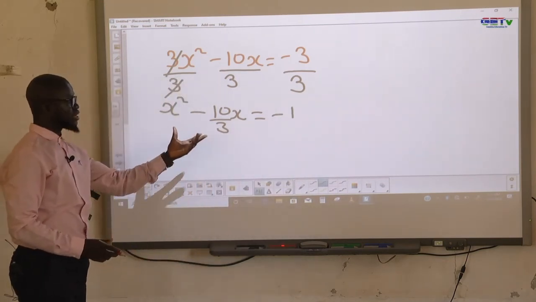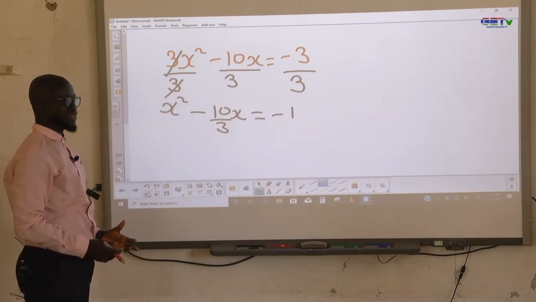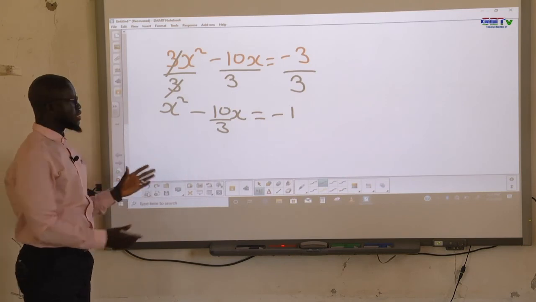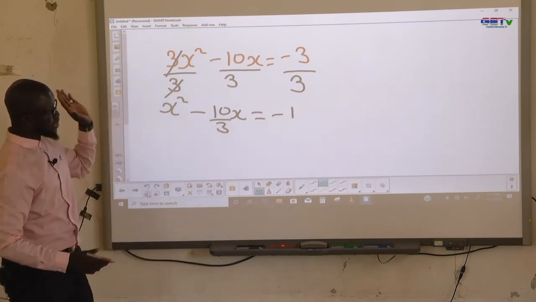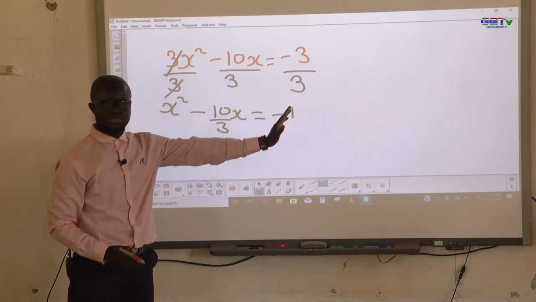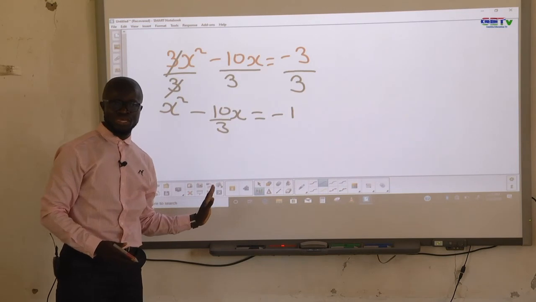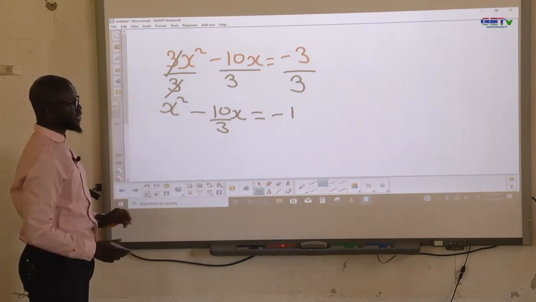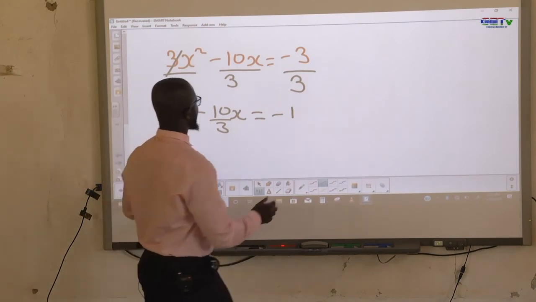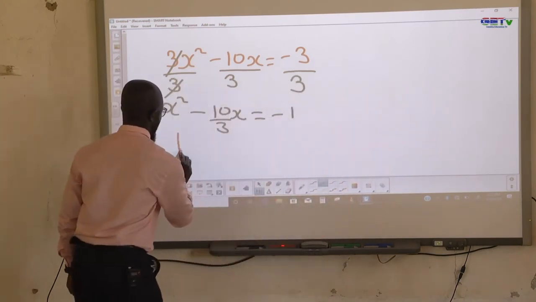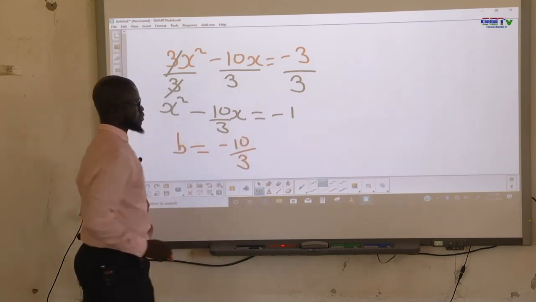With this, can you complete the square by using the rules given? Yes, you can. Again, you have to look at the expression given. Is the constant isolated? Yes, it is. Then I think we can proceed from here. Since the constant is isolated, we have to look for the value of b. Now, we know that the value of b equals to negative 10 all over 3.